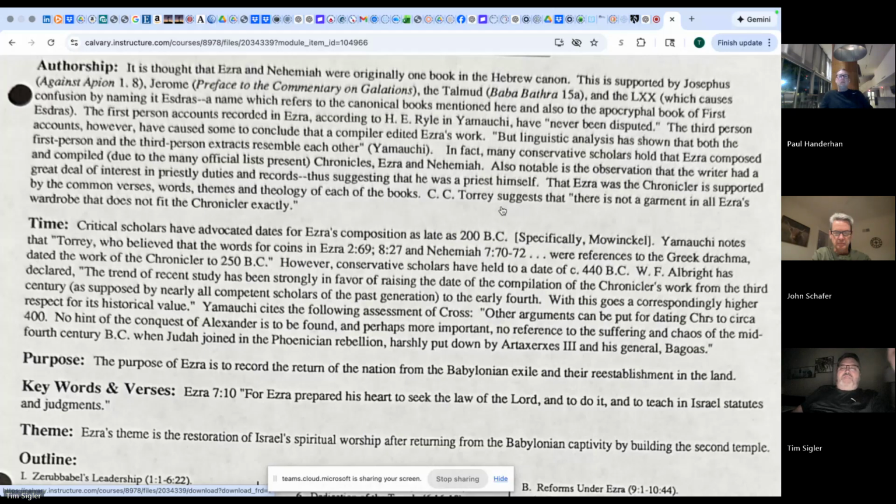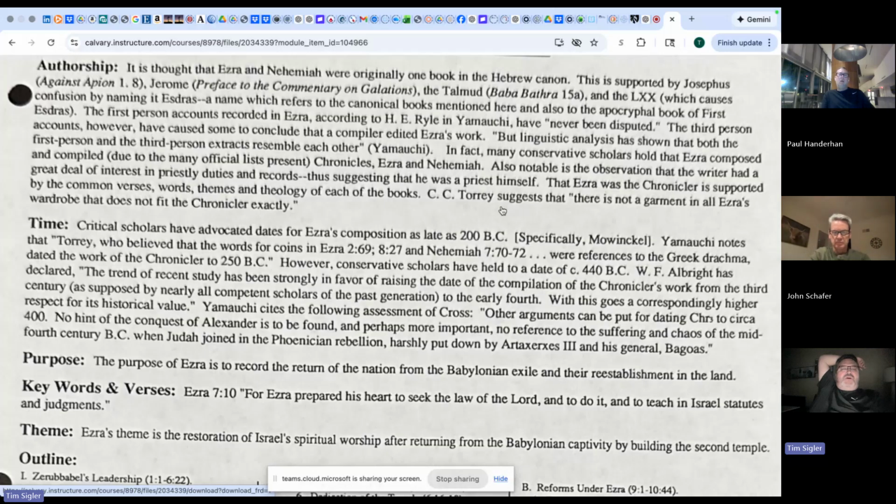Cross. Other arguments can be put for dating Chronicles to approximately 400. No hint of the conquest of Alexander is to be found. Of course, Alexander the Great launches what will become the Greek Empire somewhere around 333 BC. And that's never mentioned in any of these chronicles, any of these historical books. So you would think if a whole new empire shift has happened, we would have heard about it.